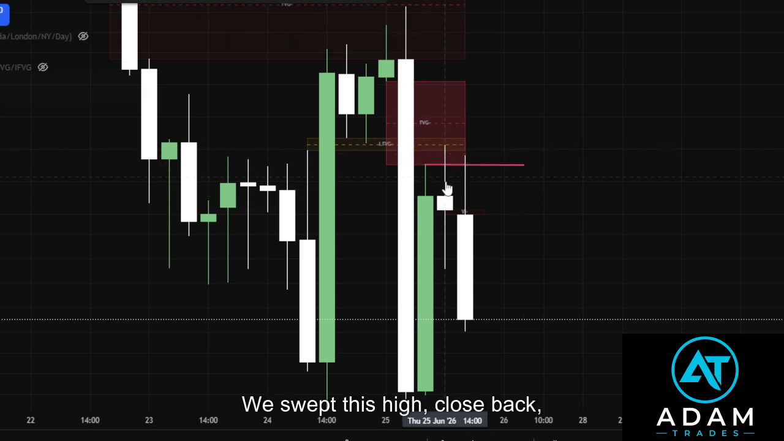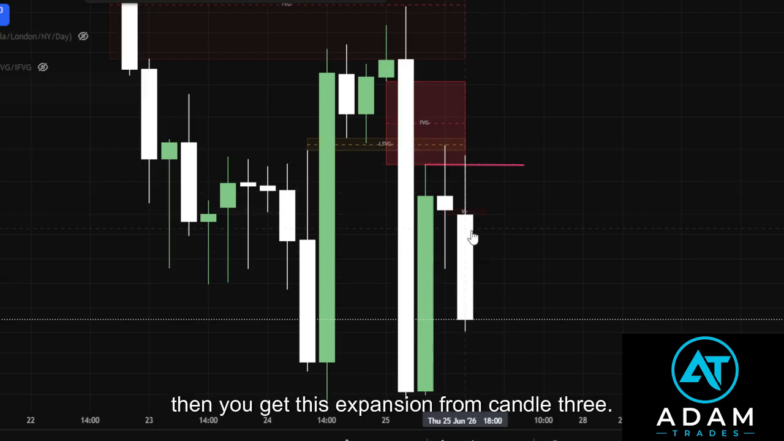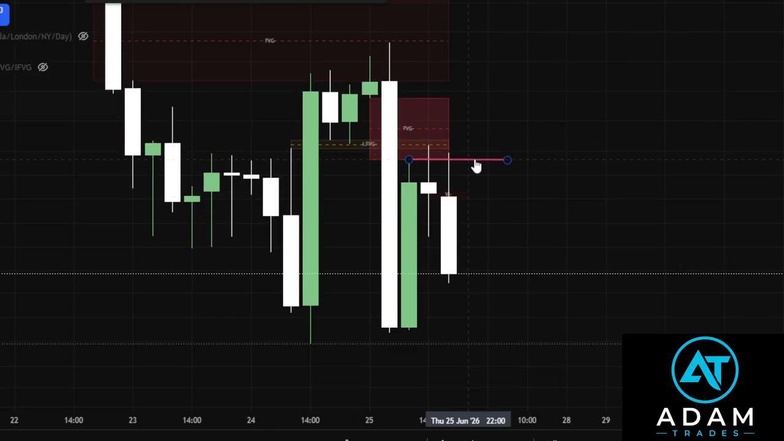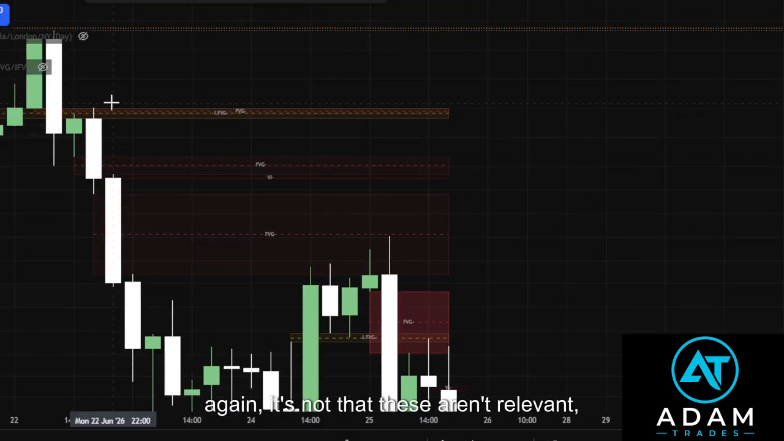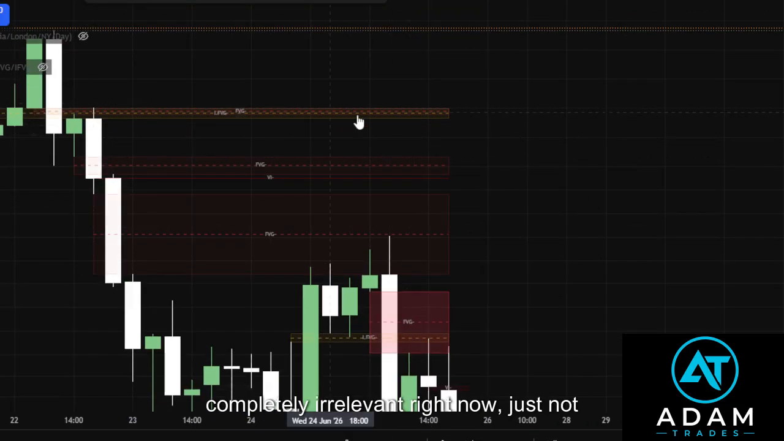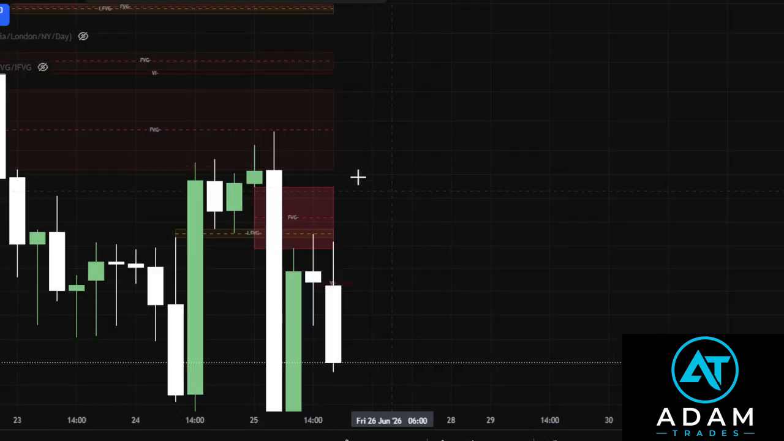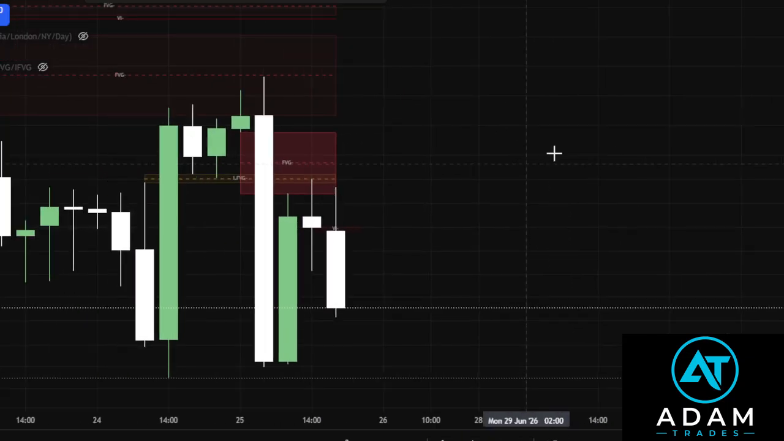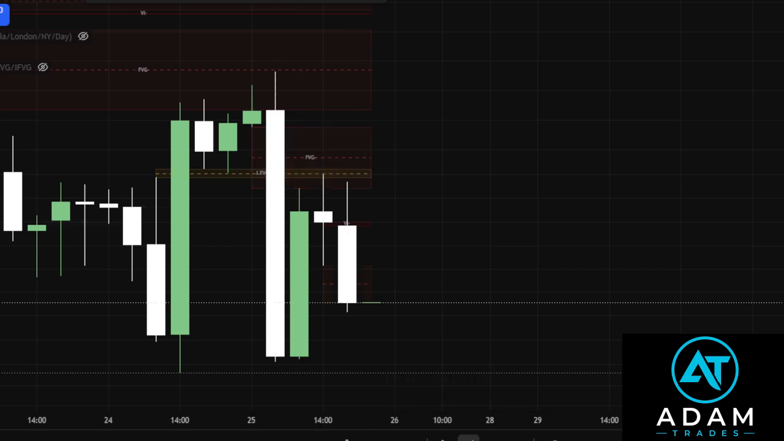We swept this high, closed back below within this range, and then you get this expansion from candle 3. Now, again, it's not that these aren't relevant, although this one up here is basically completely irrelevant right now. Just not something I care about. I could technically just start wiping a lot of these off of my chart, because if I'm going to be bearish, I am still focusing now on this.